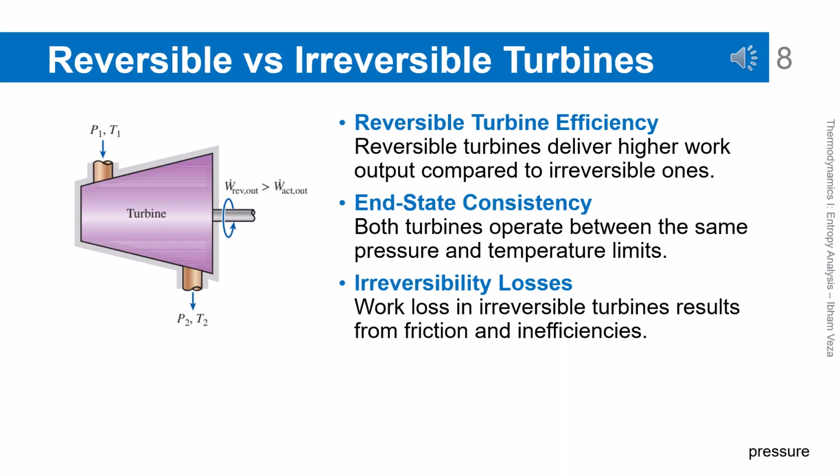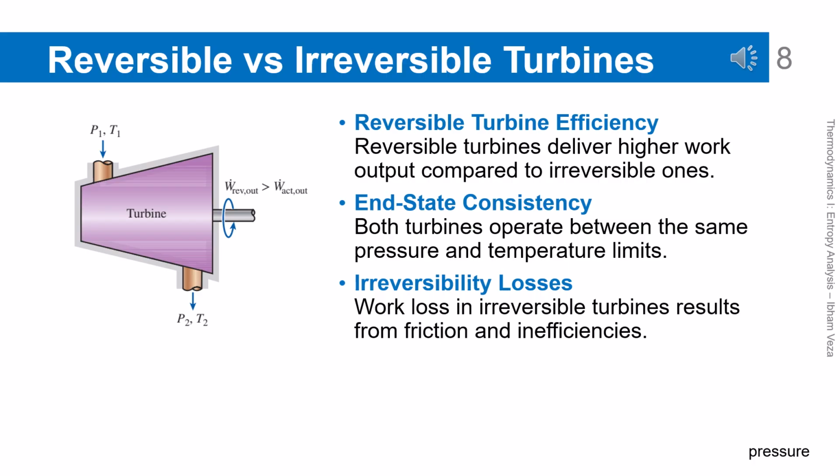Reversible versus irreversible turbines. A reversible turbine produces maximum work because there are no losses due to friction or other irreversibilities. Both reversible and irreversible turbines may operate between the same pressure and temperature limits. However, real turbines always suffer work losses due to friction and turbulence.